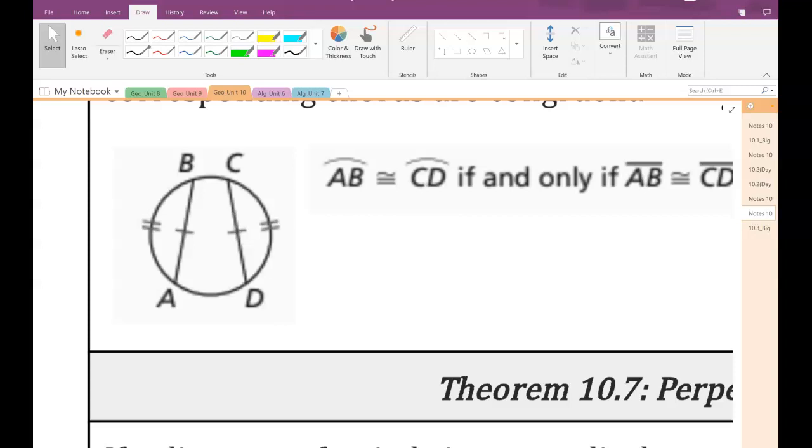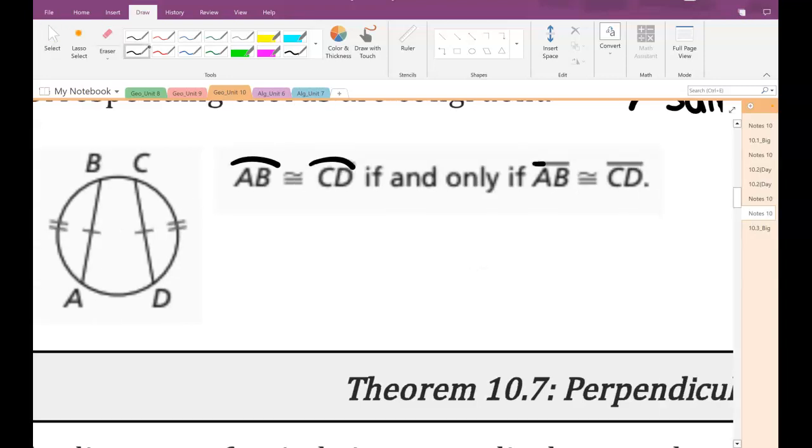So the notation, remember, a curved hat on the top means you're talking about an arc. A line on the top means we're talking about a segment. And when we say if and only if, that's a logical statement that is just saying that you can prove this by going backwards and forwards. So we could start by saying if our 2 chords are congruent, then our 2 minor arcs should be congruent as well. So it works both ways, forwards and backwards.